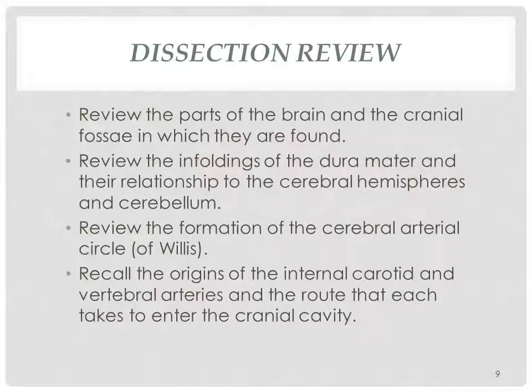Dissection review here is pretty intuitive, so let's review some of the parts of the brain and the cranial fossae where you can find them, review the infoldings of the dura mater and how they relate to the cerebral hemispheres and the cerebellum, and also review the formation of the cerebral arterial circle. It's called the circle of Willis as well. There's some more details about that in the dissector. I only mentioned it very briefly, but there are more components to it, and there's also information about that in your books that are the required literature for this course.